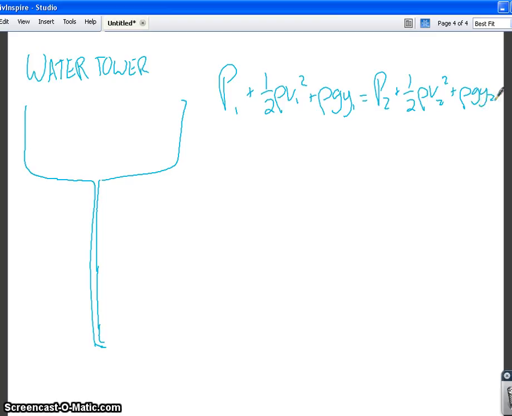Okay, well, in this situation, there's going to be a change in height. So we cannot cancel these out. This is definitely going to be important to us. And this question is more than likely going to ask, what is the speed at point 2? So I'm going to call this point 1 up here. We have water up here, and this is going to be point 2 down here. What's the speed coming down here? So the one thing I can cancel out is this.